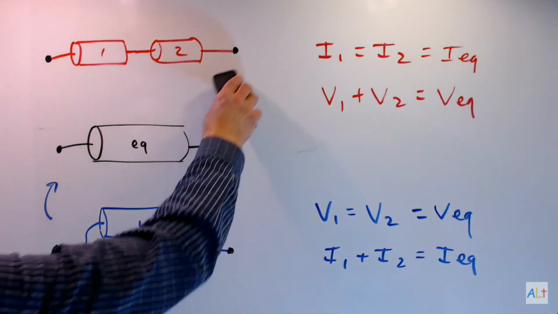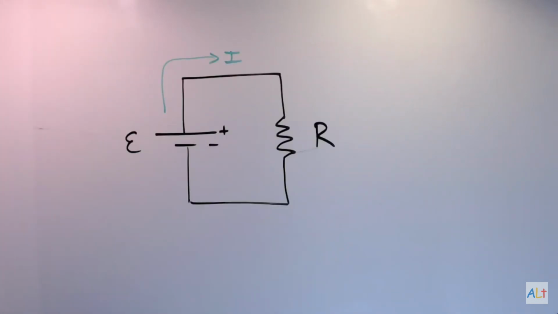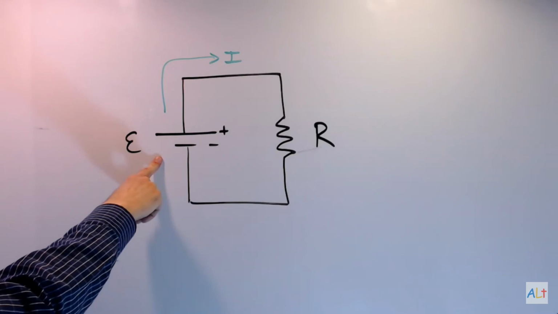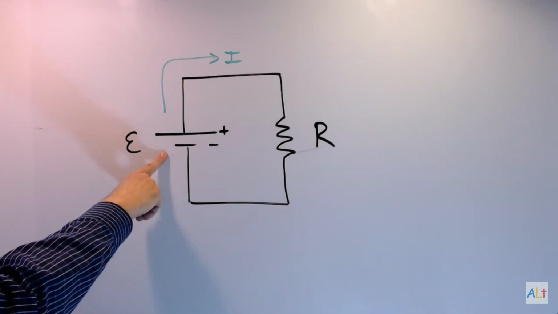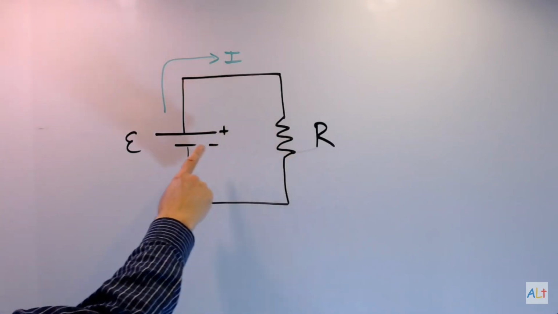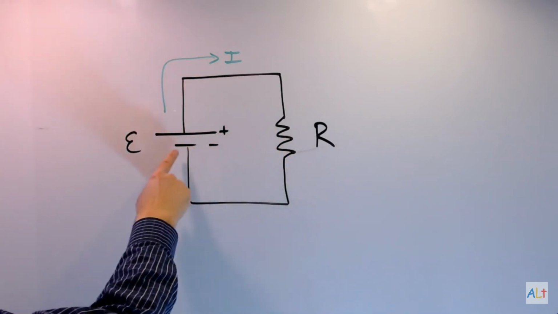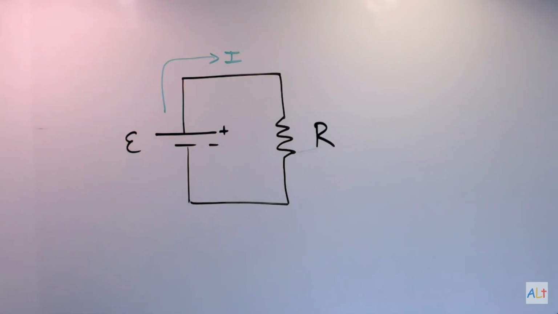Now let's do a simple example. So here's a simple circuit. We have a voltage source here, also known as an electromotive force, or EMF. Here we have a resistor. Are these two in series, or are they in parallel? The answer is both.